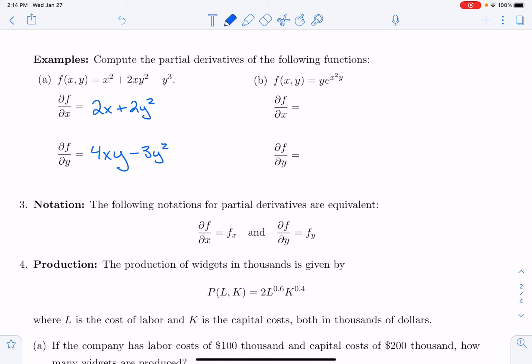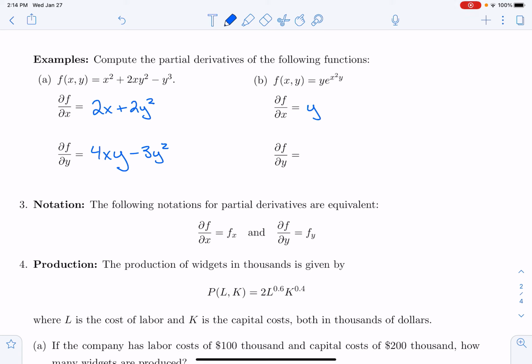Okay, let's do something just a little bit more complicated. Let's take the derivative of f of x, y, which is y e to the x squared y. x is going to be our variable first. That means that y is constant. So the derivative here is going to be y, because that's just a constant.